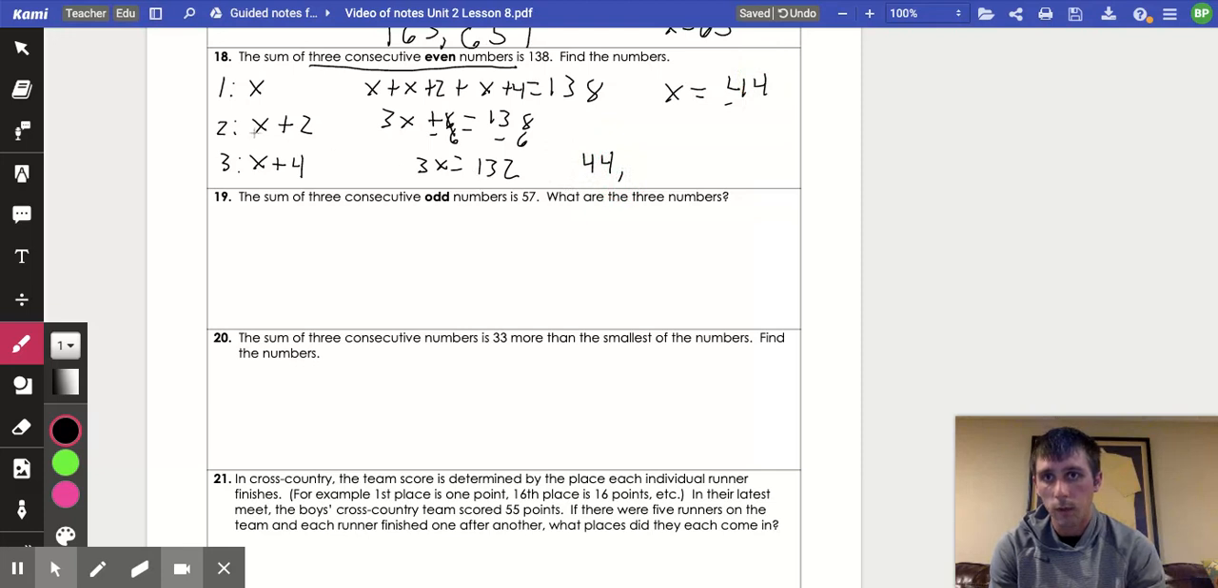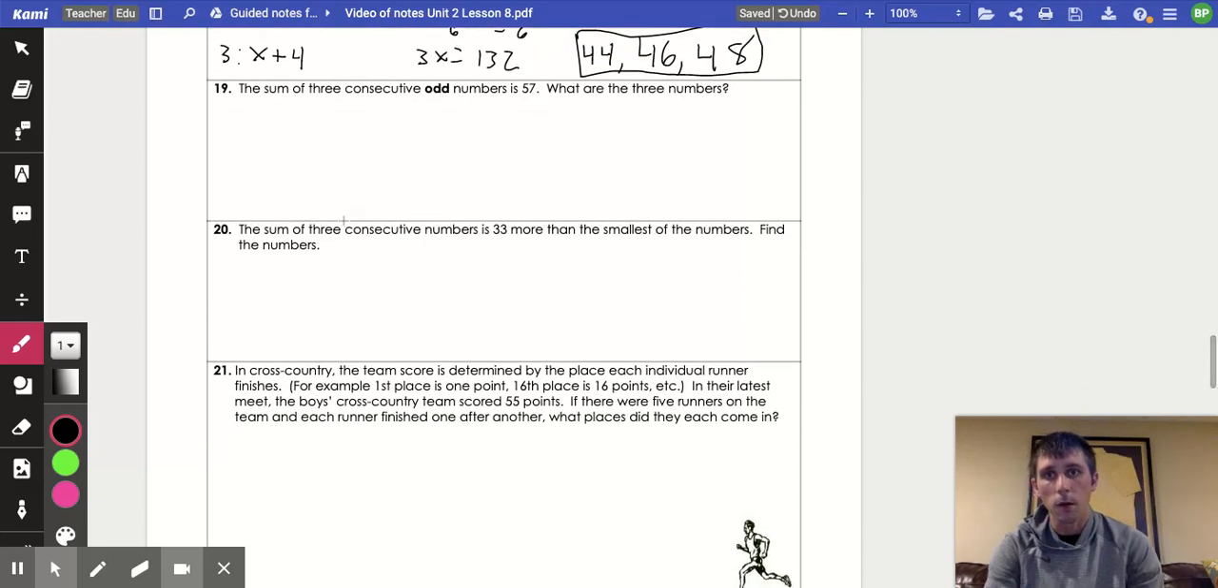Now, what would the second one be? 44 plus 2, which is 46. And then the third one, 44 plus 4, 48. There it is. All right, number 19.